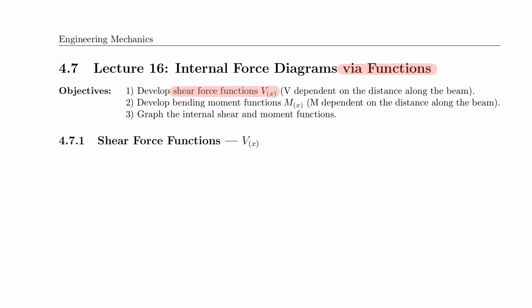We call that V of x, and we express it as a mathematical function dependent on the distance along the beam. So x is the distance along the beam, and so that is our goal first for the shear force. Then we will take that further towards the bending moment, and of course we will do that also for the distance along the beam, which really means for x.